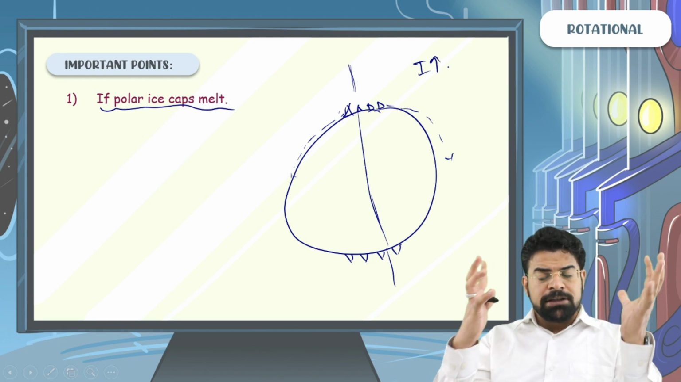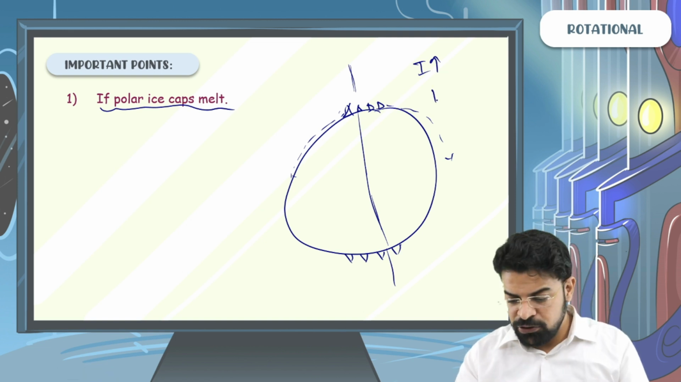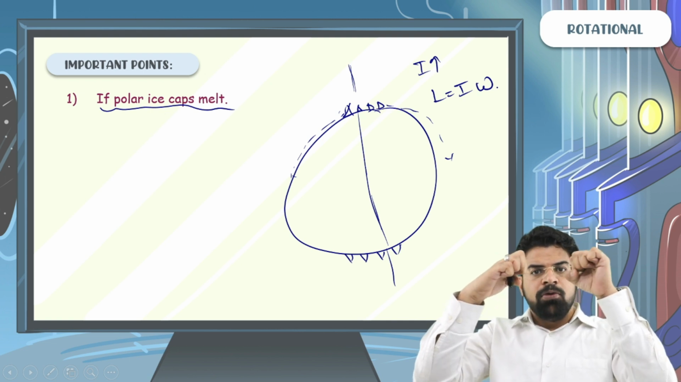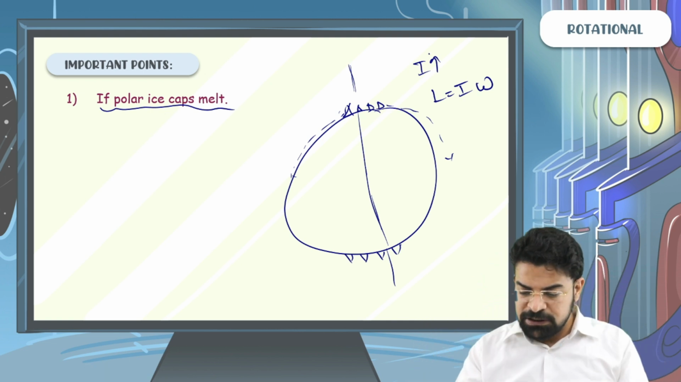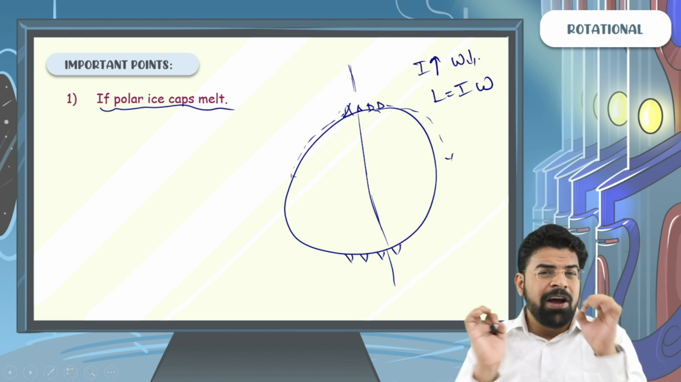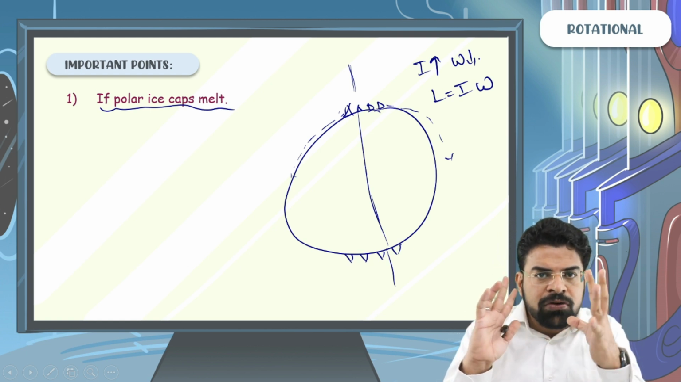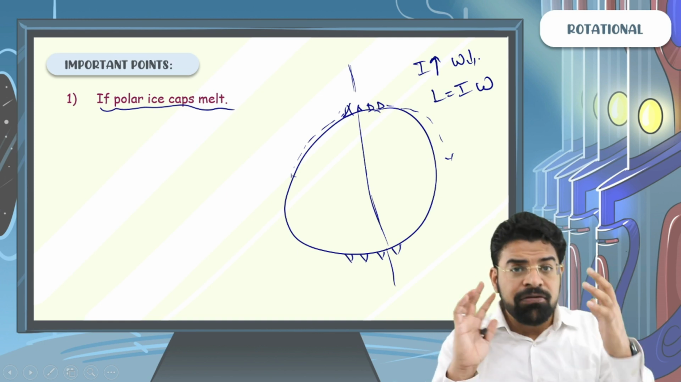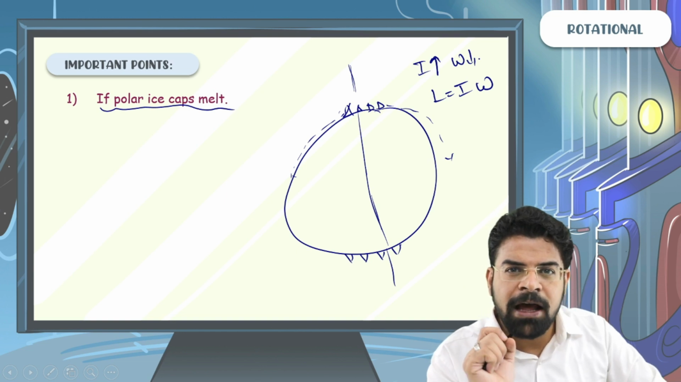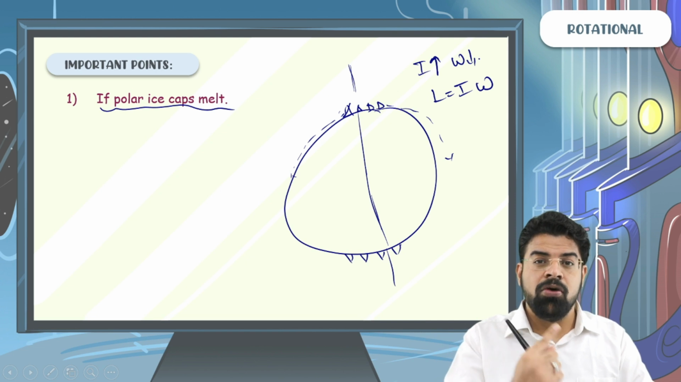We know that there is no external torque acting on Earth, so its angular momentum should be constant, and angular momentum is I omega. As the ice converts into water and moves away from the axis of rotation, moment of inertia will increase, so the angular velocity of Earth should decrease. It means the Earth should rotate slowly. If the omega of Earth decreases, what will happen to the length of the day? The slower the Earth spins, the longer the length of the day.